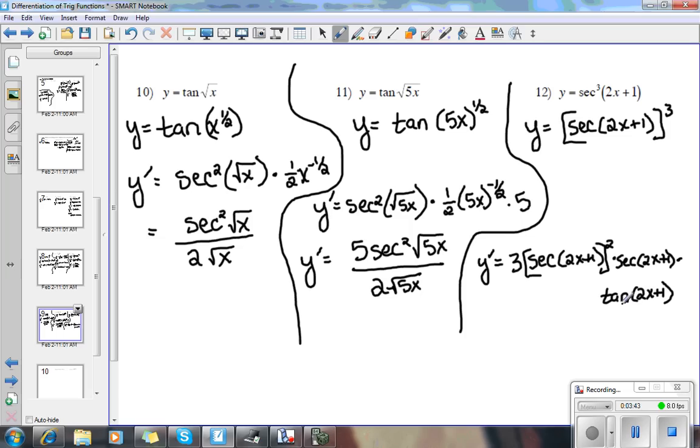I'm continuing on down here. And then now I need the derivative of the innermost, which is 2. So I get y prime equals, I can do 2 times 3, so we have 6 secant squared 2x plus 1 is the better way of writing this, times secant 2x plus 1. Oops, I see something else I could do then.